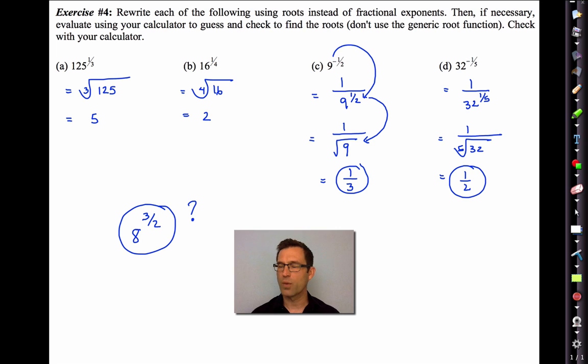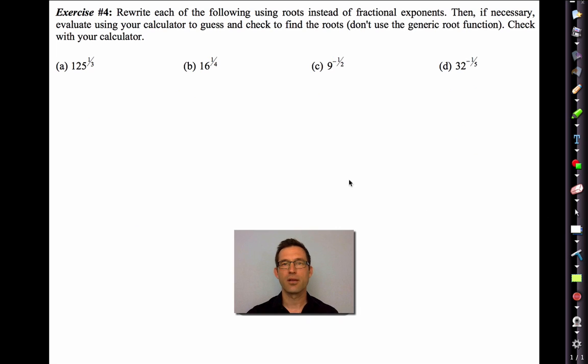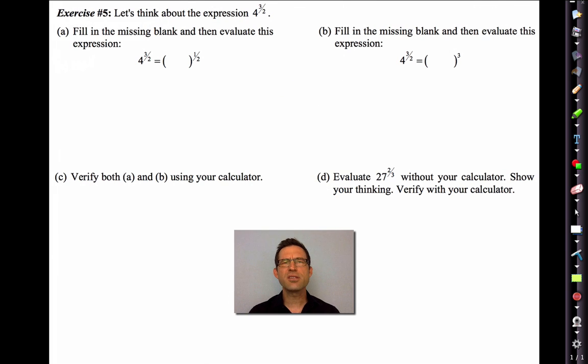All right, we're doing it. Cleared and moving on. Okay, let's take a look at 4 to the 3/2. So now we're going to deal with a fractional exponent that isn't just 1/2, 1/3, 1/4, 1/5. We've got 3/2. Letter A, fill in the missing blank and then evaluate this expression. So 4 to the 3/2 is equal to something to the 1/2.